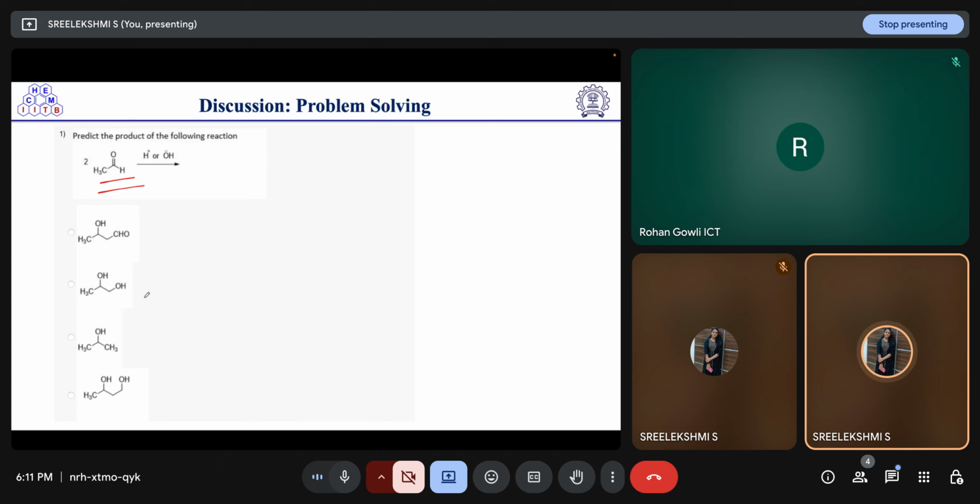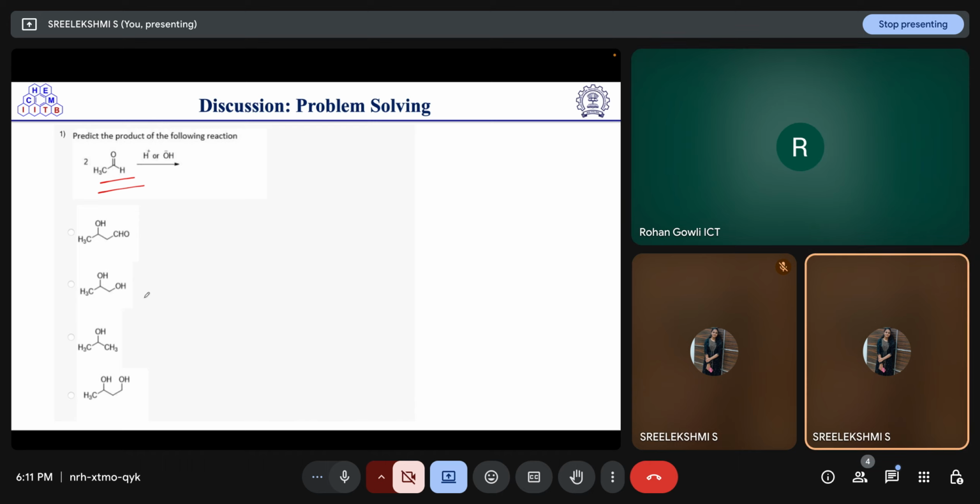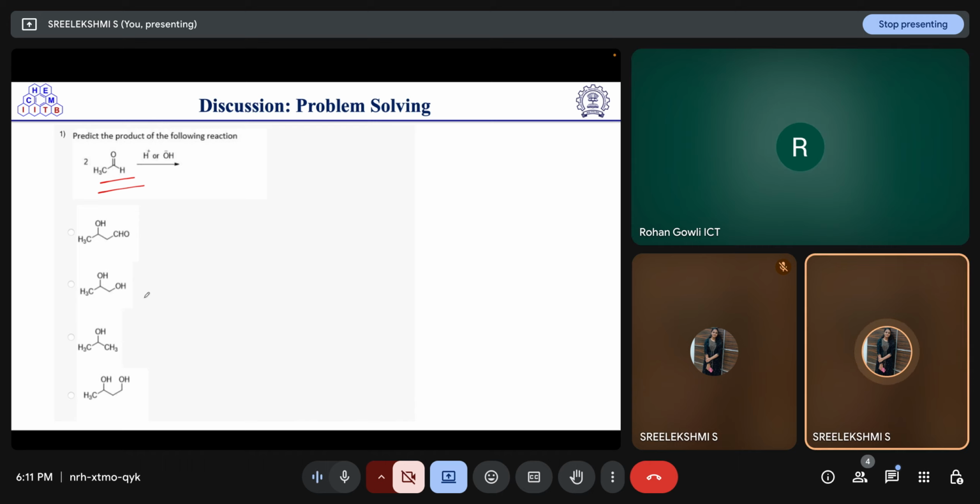You have any idea? No. Have you heard about aldol reactions? Yes. What is that? Aldol condensation reaction. Yeah, so what will happen if, for example, I am treating this with a base, OH minus, any base? What can happen?